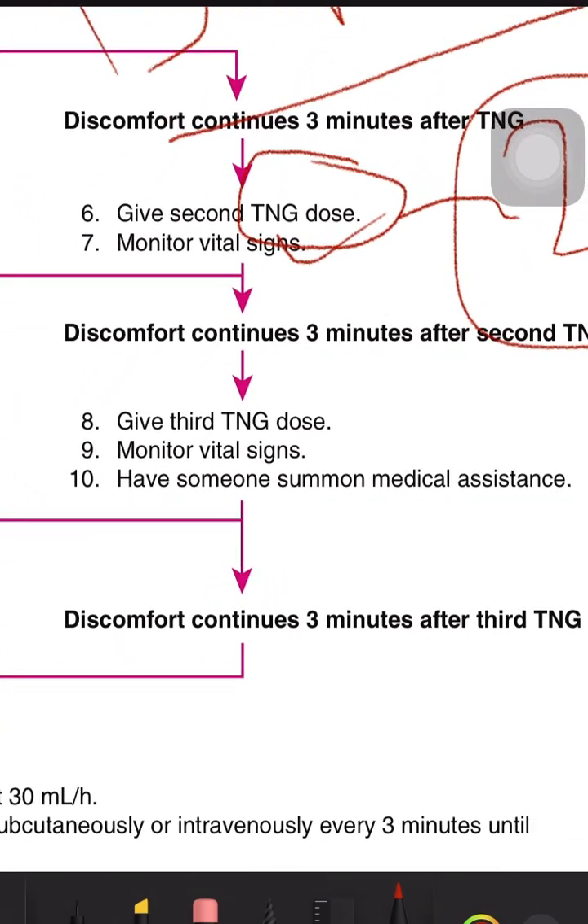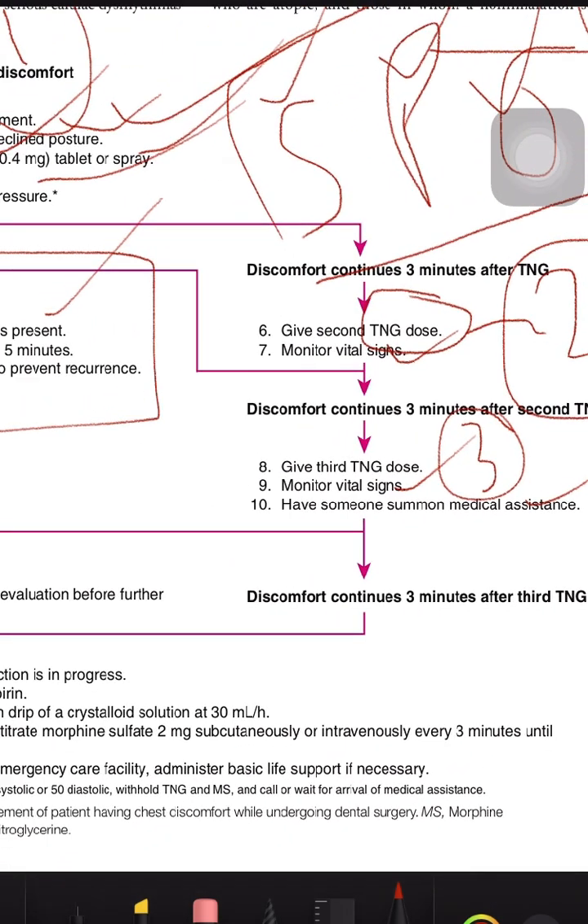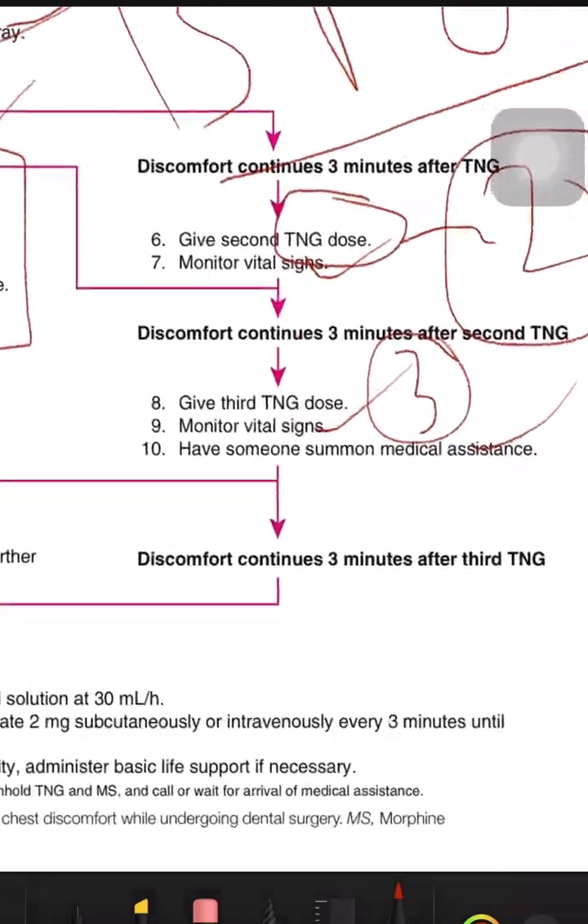The step three is here. In this step three, we have to understand a few things. The discomfort still persists. It has not gone, it still persists. Now we have to administer the third dose of nitroglycerin. Third step and the third dose of nitroglycerin. And we have to recheck the vital signs and call for the medical emergency because now it's getting out of our hands.